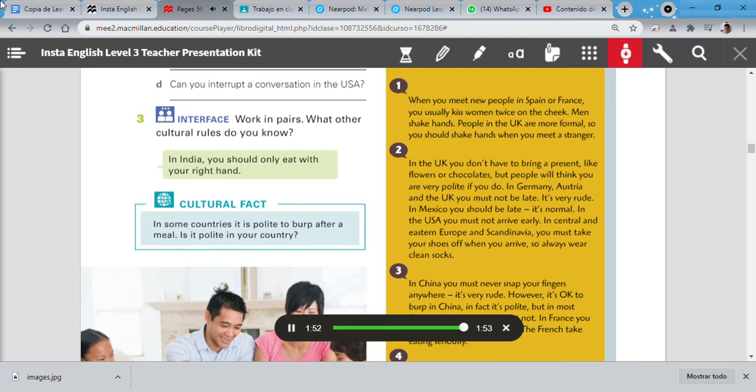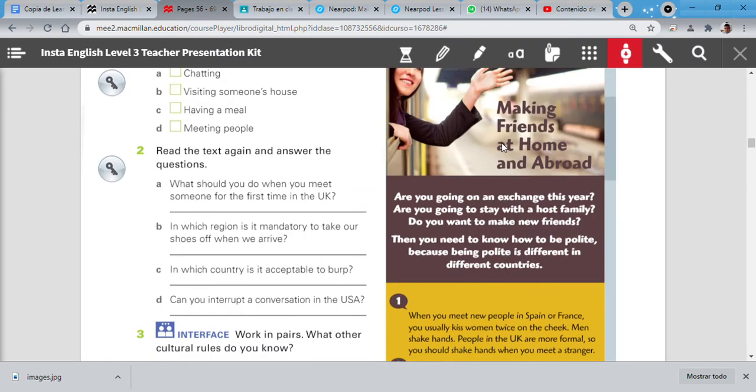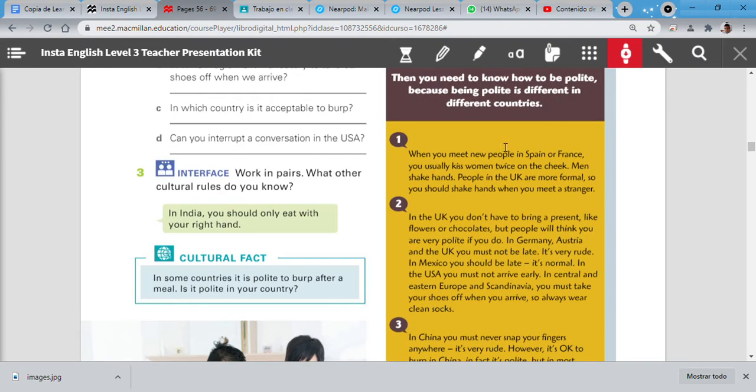Okay, this topic is about some advice if you have the chance to visit a different country. For example, it says when you meet new people in Spain or France, you usually kiss women twice on the cheek. Men shake hands. People in the UK are more formal, so you should shake hands when you meet a stranger. The example is like in Peru.